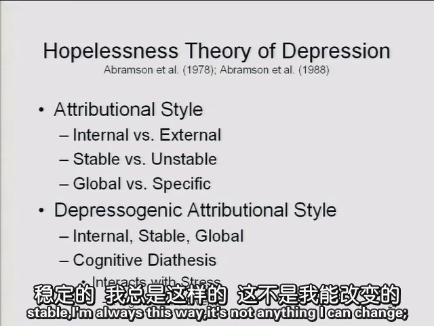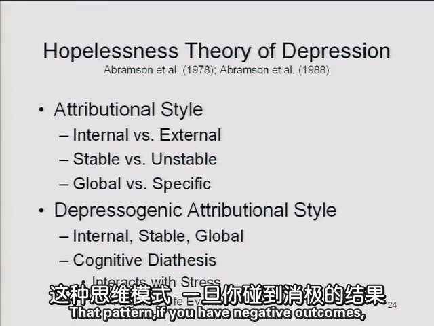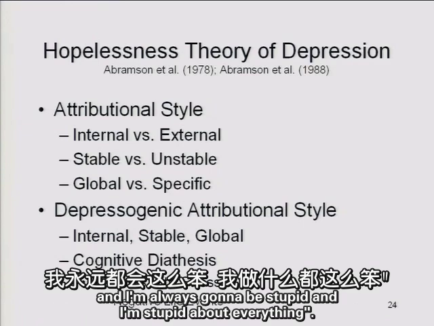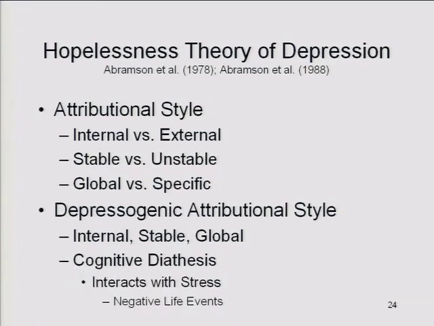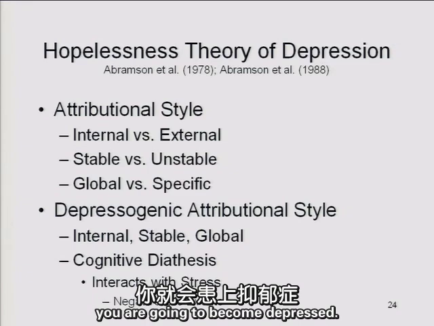Stable, I'm always this way, it's not anything I can change. And global, I'm this way about everything, okay? That pattern, if you have negative outcomes, it happened because I'm stupid, and I'm always stupid, and I'm always going to be stupid, and I'm stupid about everything. If you start making attributions like that, you're going to become depressed.